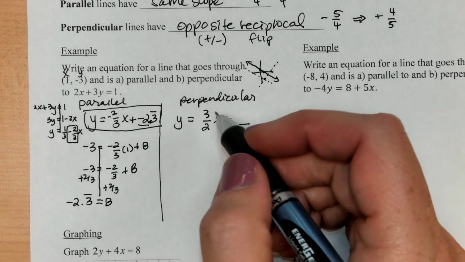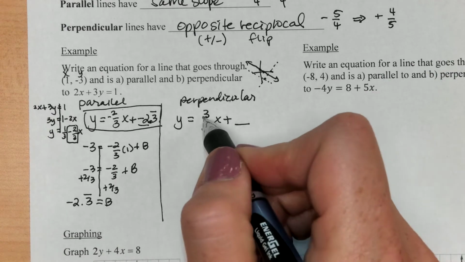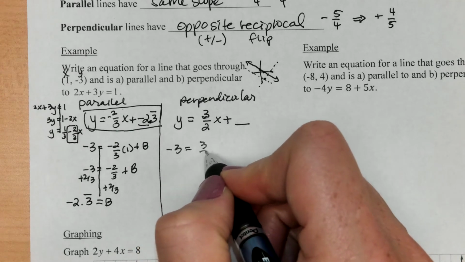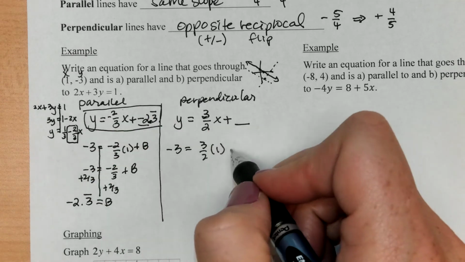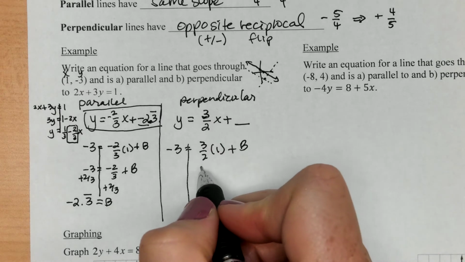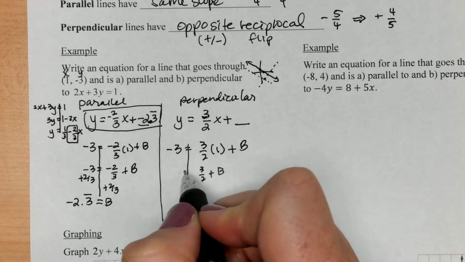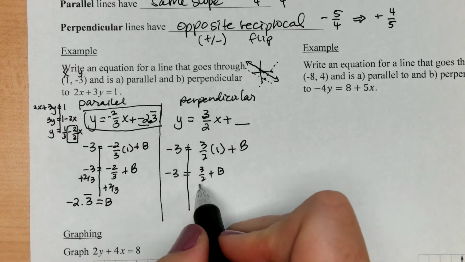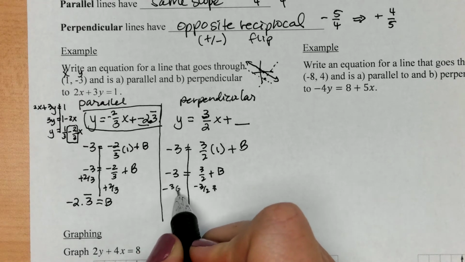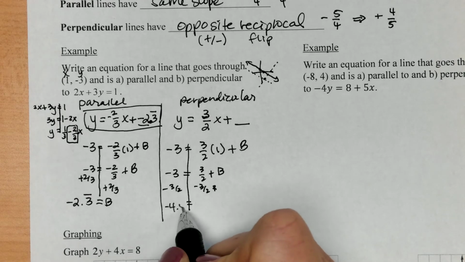For perpendicular, it's the same exact process. We just changed our slope to begin with. So I'm going to plug in a -3 for y and a 1 for x, and I'm finding my new b given these values. So I have 3/2 over here plus b. We're going to subtract that to the other side. So I'm subtracting essentially 1.5, and I would end up with -4.5.